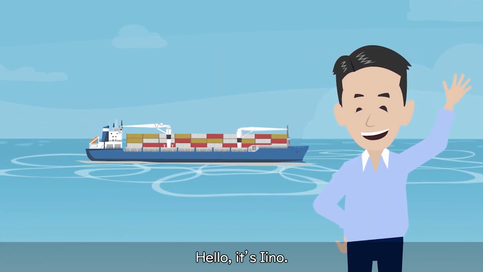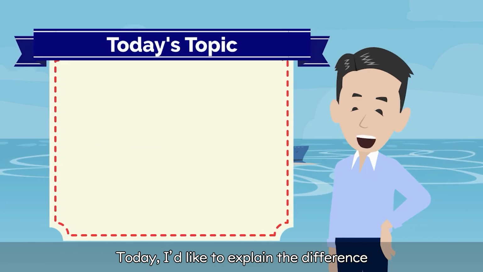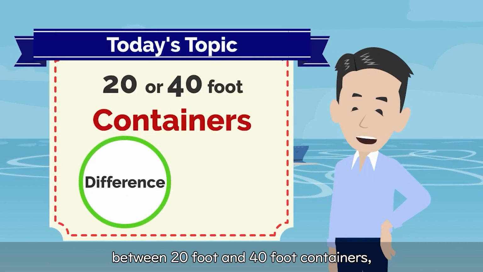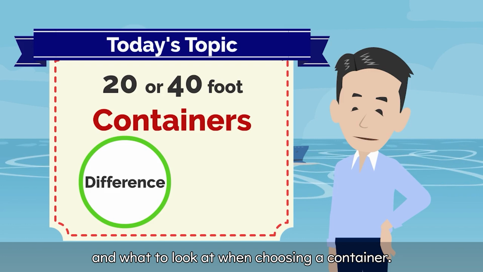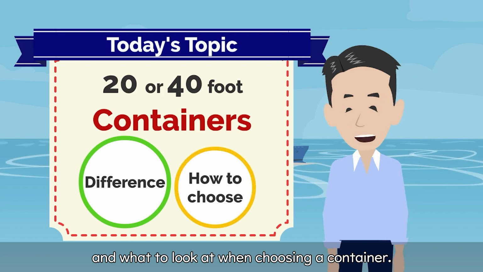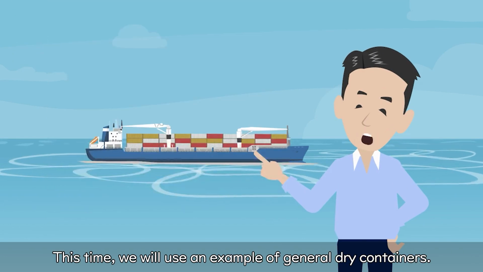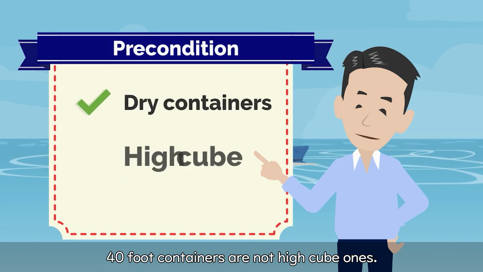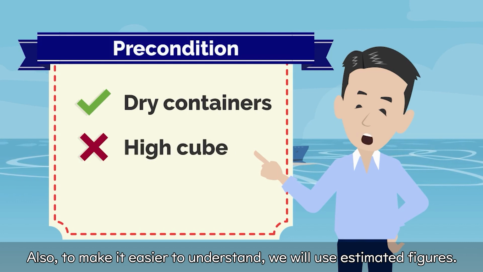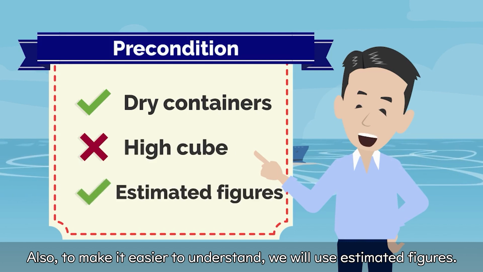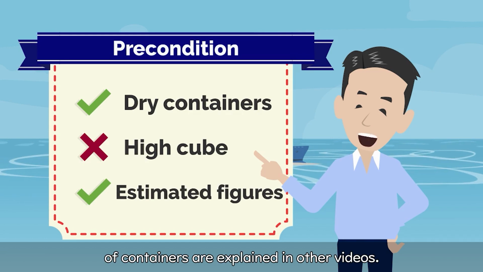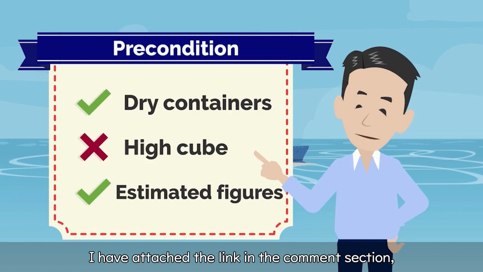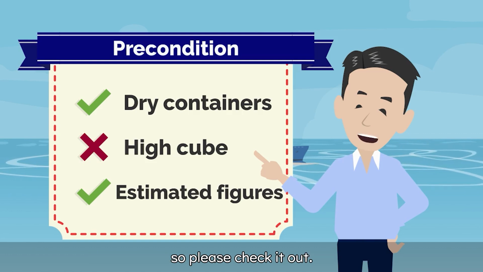Hello, it's Ino. Today, I'd like to explain the difference between 20-foot and 40-foot containers, and what to look at when choosing a container. This time, we will use an example of general dry containers. 40-foot containers are not high-cube ones. Also, to make it easier to understand, we will use estimated figures. The details of additional types of containers are explained in other videos. I have attached the link in the comments section, so please check it out.